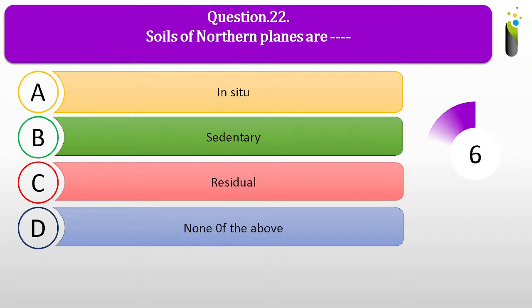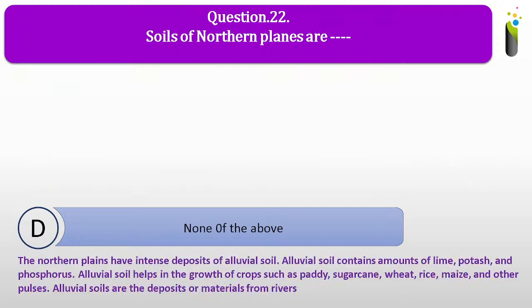And the correct answer for this question number 22 is, come on, children, answer. None of the above. The northern plains have intense deposits of alluvial soil. Alluvial soil contains amounts of lime, potash, and phosphorus. Alluvial soil helps in the growth of crops such as paddy, sugarcane, wheat, rice, maize, and other pulses. Alluvial soils are the deposits or materials from rivers.